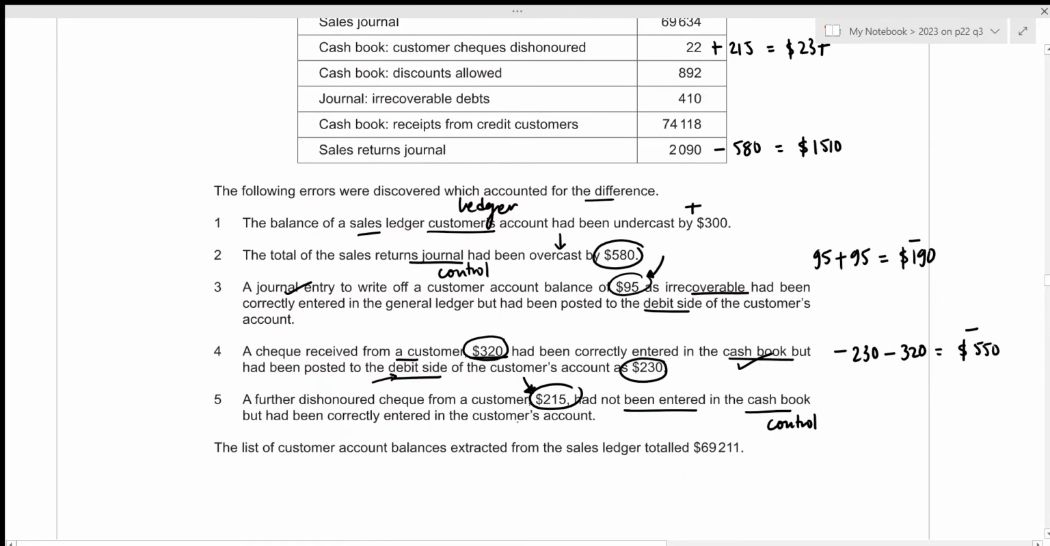But it had been correctly entered in the customer's account, so we will have no problem within our sales ledger balances. Then the list of customer account balances extracted from the sales ledger totaled 69,211. This is our total sales ledger balance.